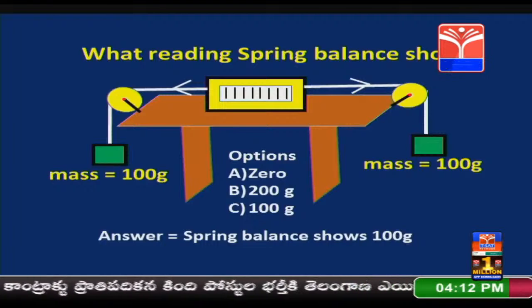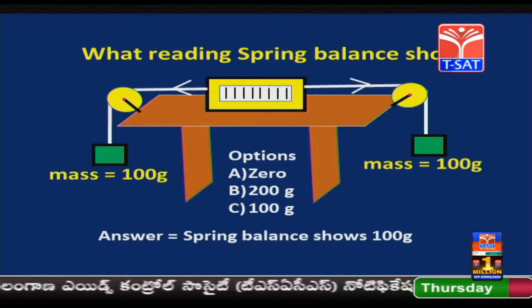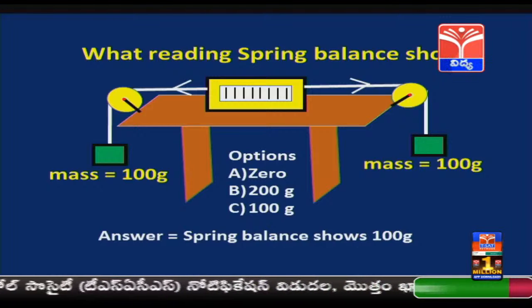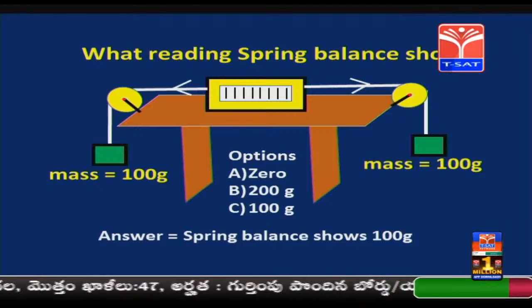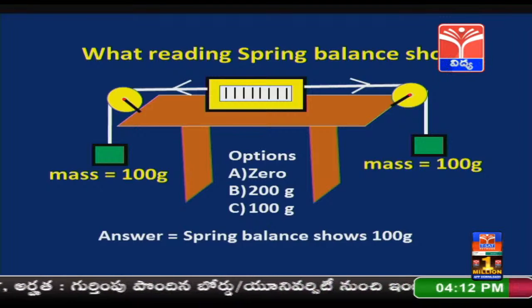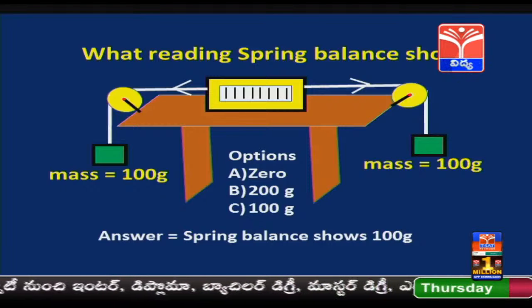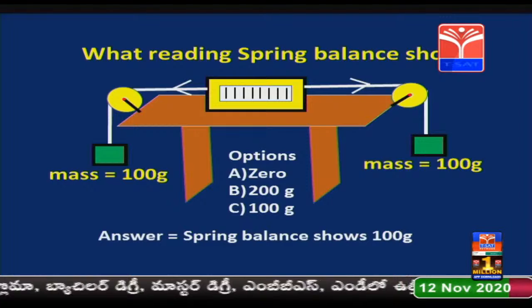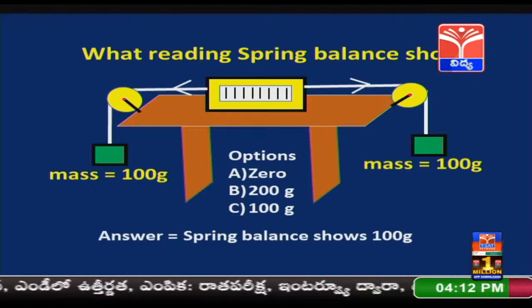So, in this case there are 2 forces acting on the spring balance. One is towards left, which is equal to the weight of 100 grams, and another force is acting on the spring balance, that is towards right, which is also equal to the weight of 100 grams. These 2 forces elongate the spring, and hence the reading shown by the spring balance is the same as 100 grams.